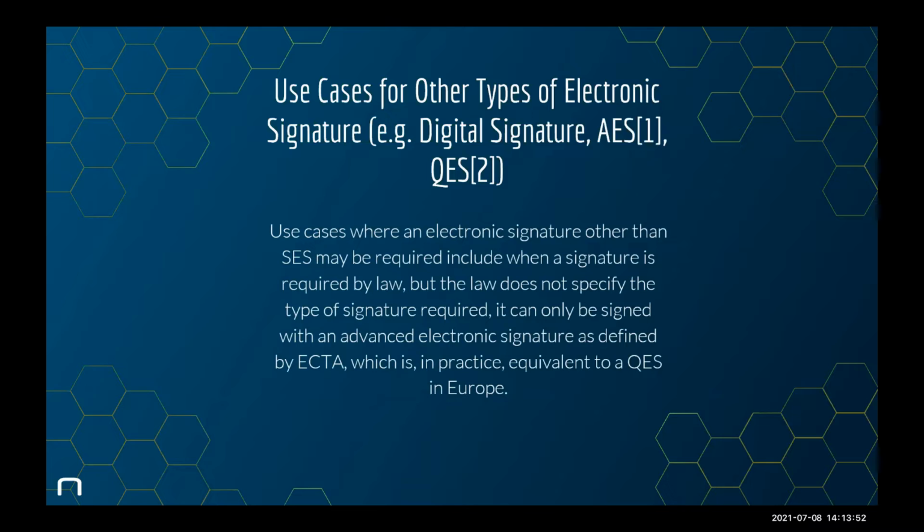There are other use cases where electronic signatures other than the standard electronic signature may be required, but the law does not specify the type of signature that is required. It can only be signed with an advanced electronic signature as defined by the ECT Act, which in practice is the equivalent to a qualified electronic signature in Europe. Okay. So if the law does not specifically state the type of signature that is required, it can only be signed with an advanced electronic signature. Okay.